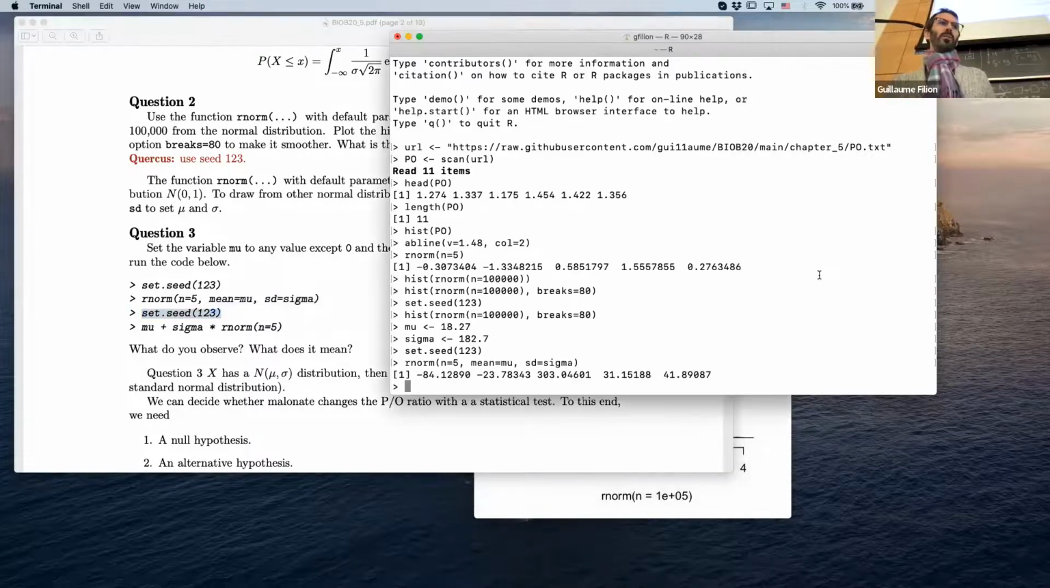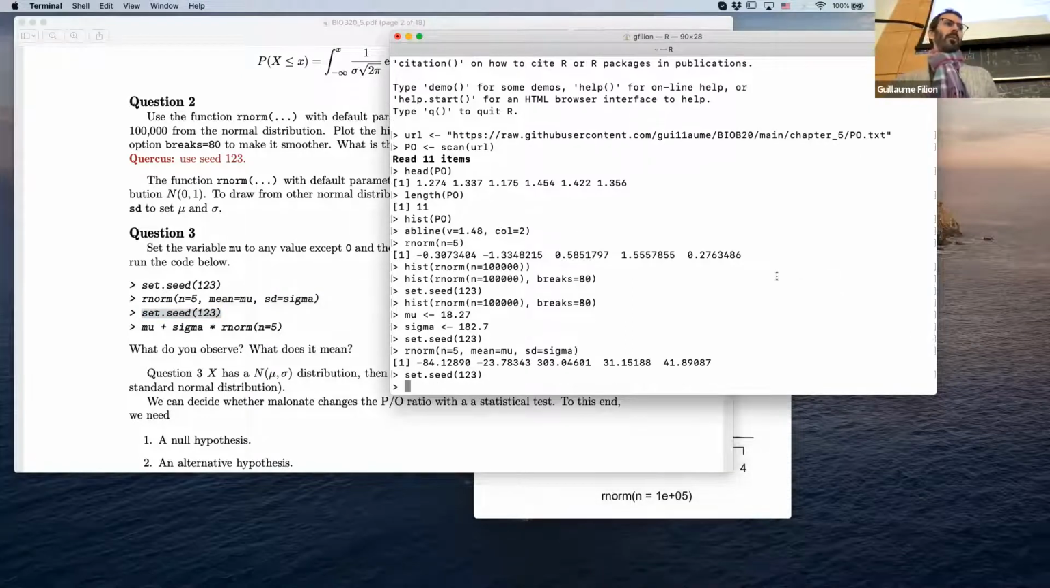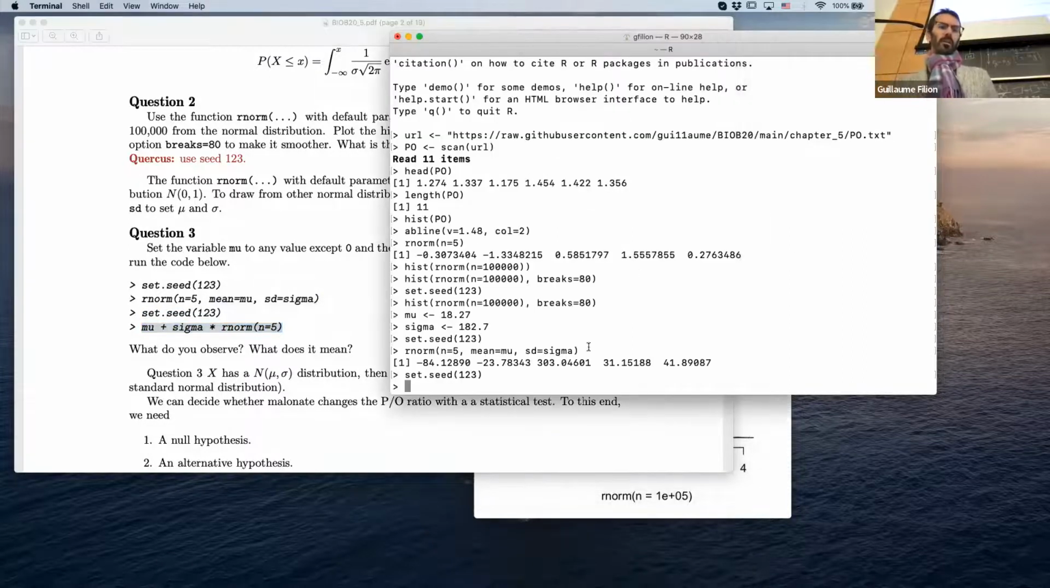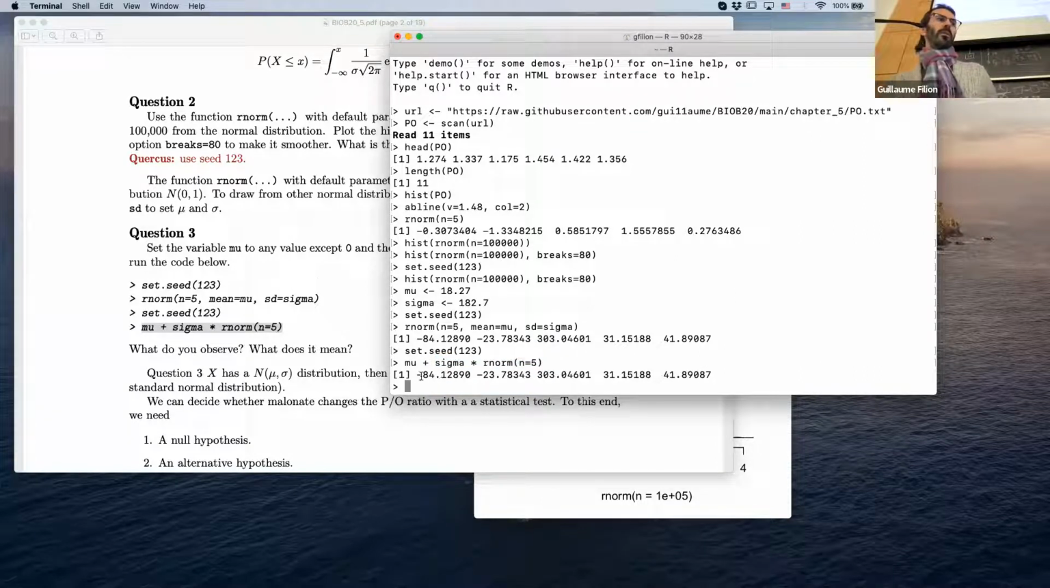So what we're going to do is rerun. We roll back the random generator. We set the seed back to 1, 2, 3, just like it was before. And this time we are generating random numbers from the standard Gaussian distribution. You see this? Here rnorm n equals 5 means that mu is 0 and standard deviation is 1. That's the standard. But what we do is multiply the results by sigma and add mu. And lo and behold, we get exactly the same numbers.